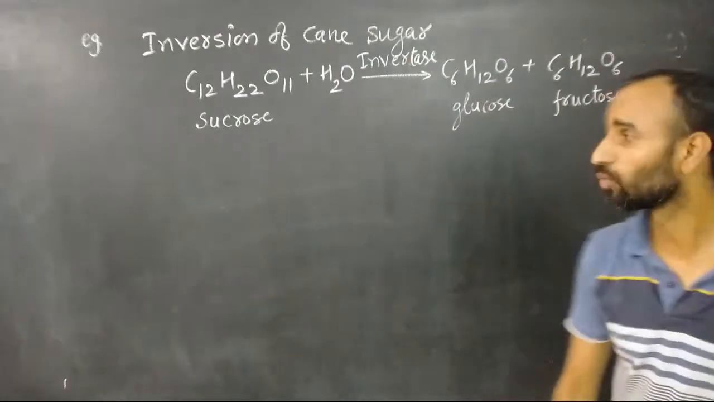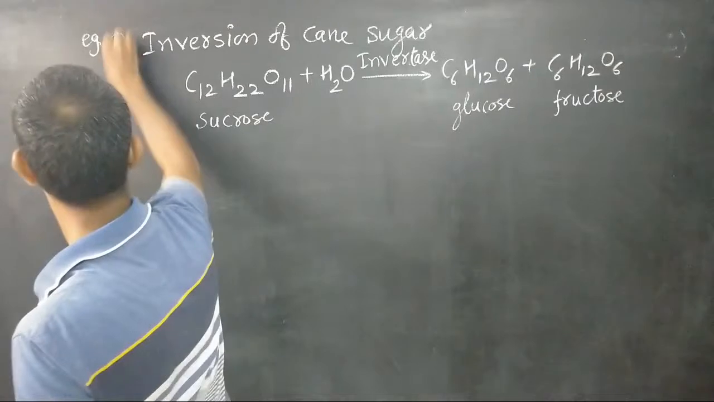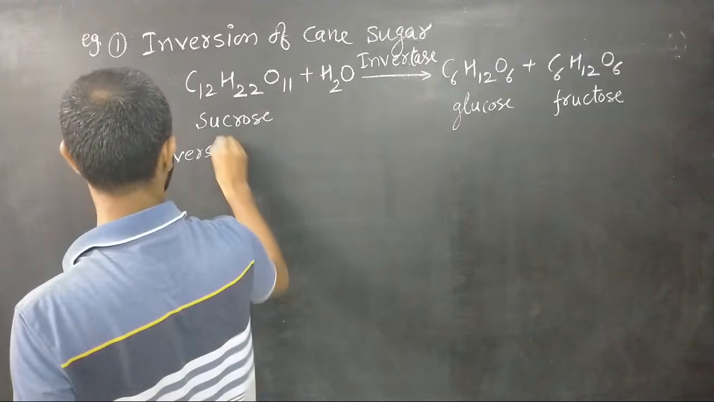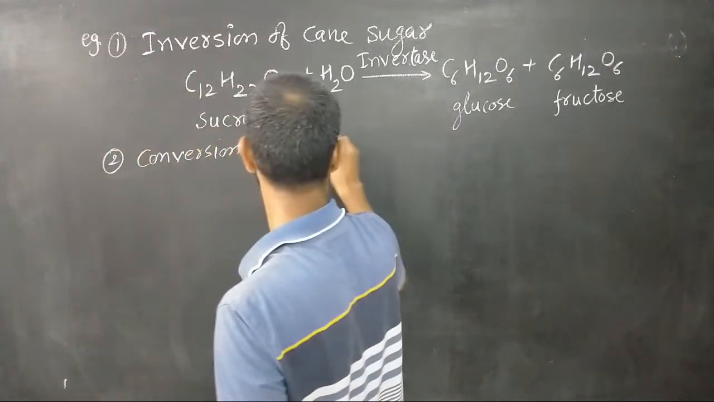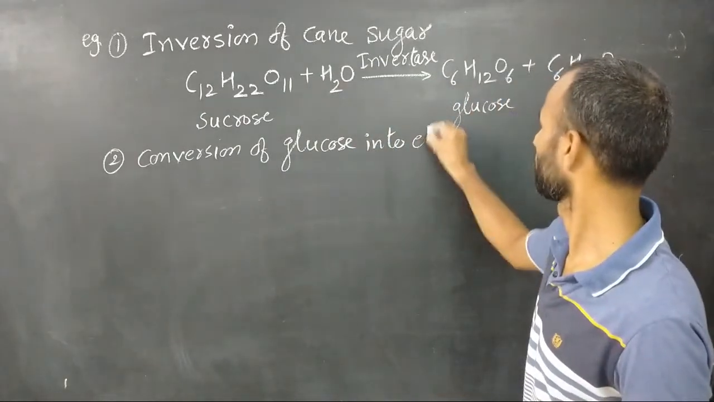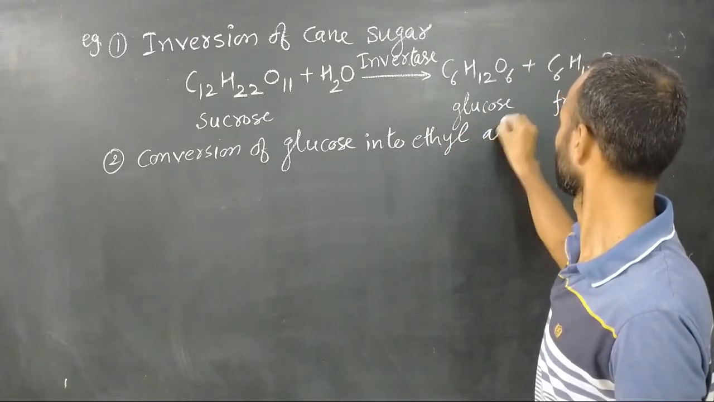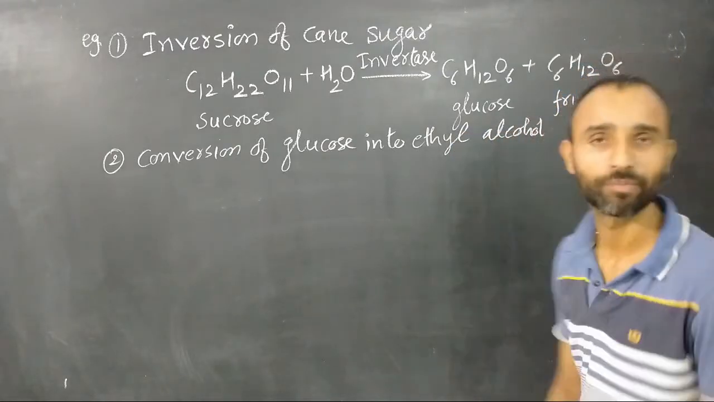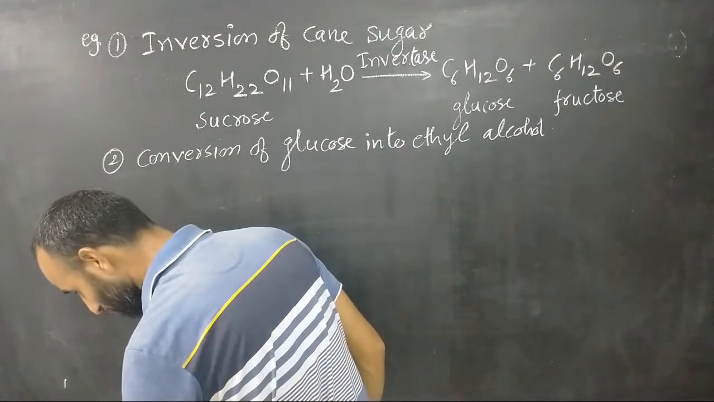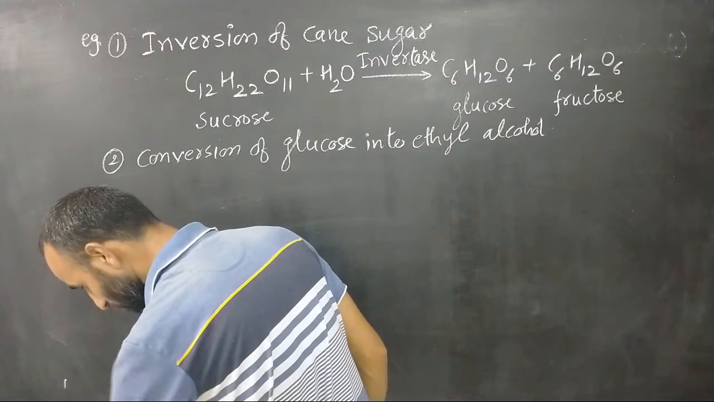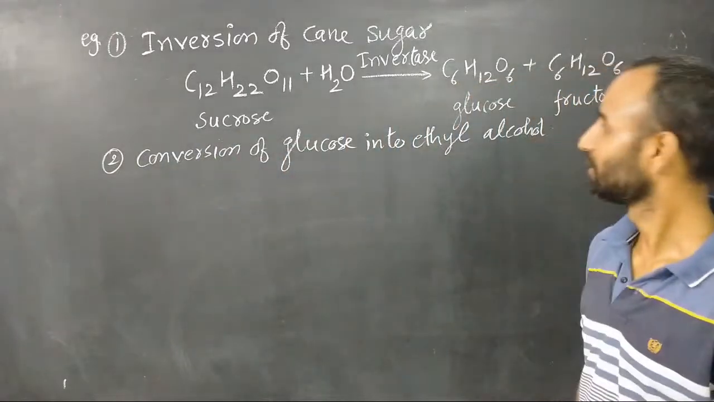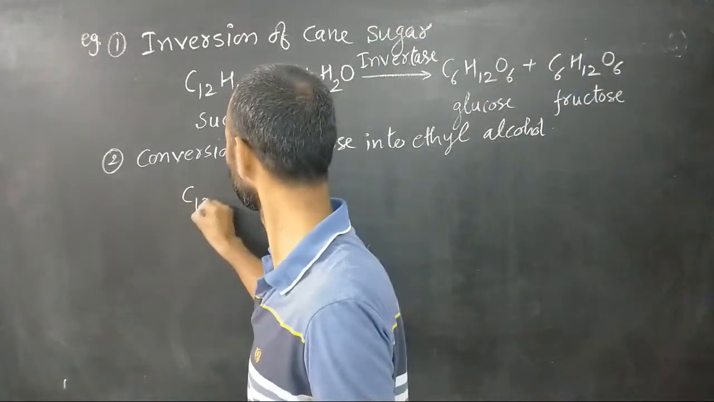Enzyme used is invertase. Now second, conversion of glucose into ethyl alcohol. Yes. Which enzyme is used here? Follow quickly. Prince, Ashish, good. Tell the second one. Glucose to ethyl alcohol.